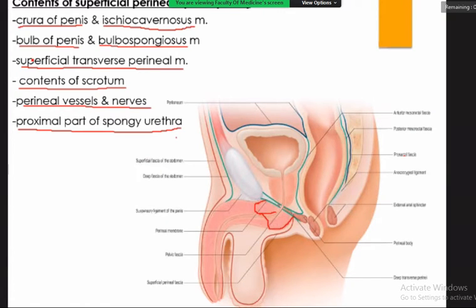So the attached part of the corpus cavernosum, we talk about the crus, and then the bulb is also the attached part of the penis, and this is the same for the female when you talk of the clitoris and then the vestibule, and they have associated muscles that cover them. They are not naked.